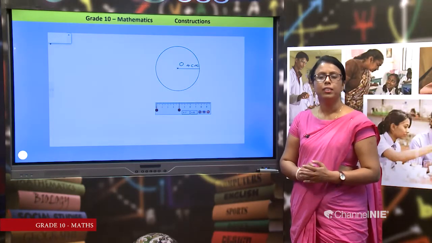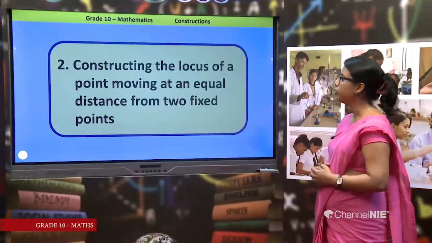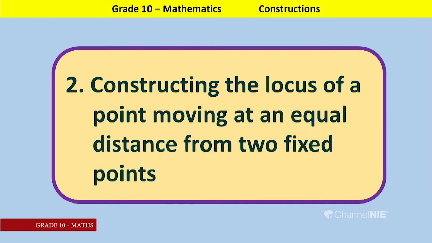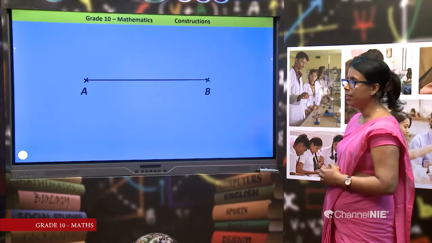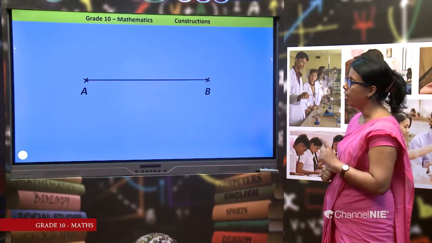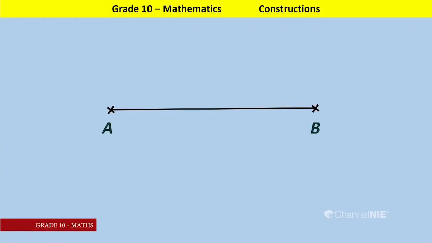Let's construct the second locus. Constructing the locus of a point moving at an equal distance from two fixed points. What is this? Let's see what this is. A and B are two fixed points. Locus of a point moving at an equal distance from two fixed points, A and B. Let's join this AB and let's find the locus.